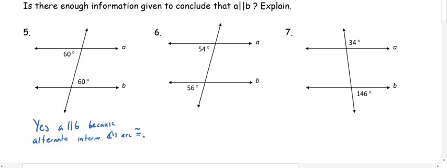In number 6, 54 and 56 are corresponding angles, but they do not have the same measure, so the lines would not be parallel. So no, A is not parallel to B because corresponding angles are not congruent.